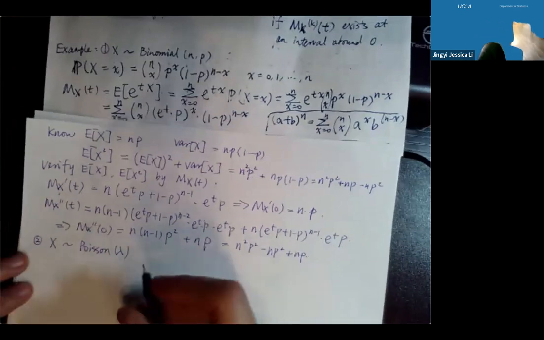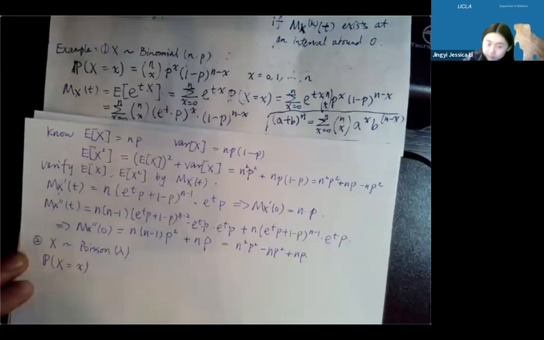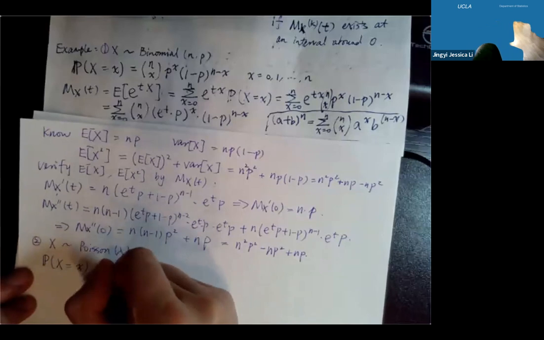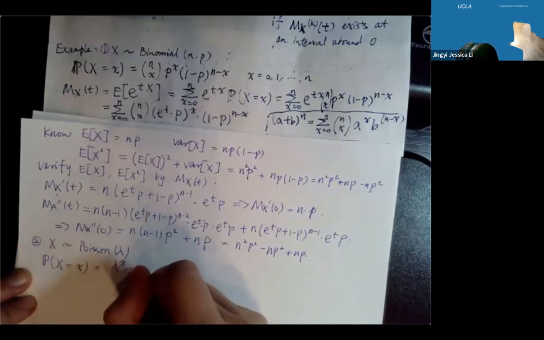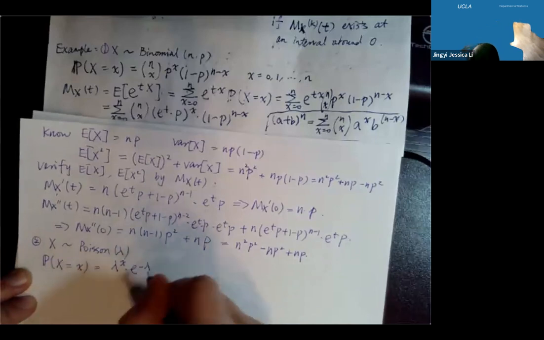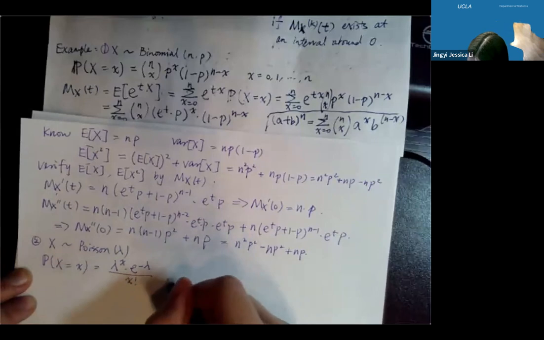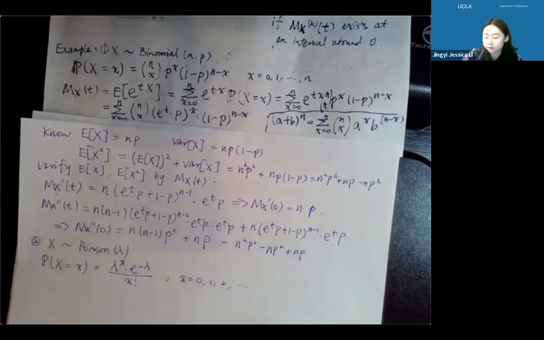So here, let's start with the probability mass function as well. It's defined as lambda to the power x times exponential to the negative lambda divided by x factorial. And here, x can take values 0, 1, 2, up to infinity.